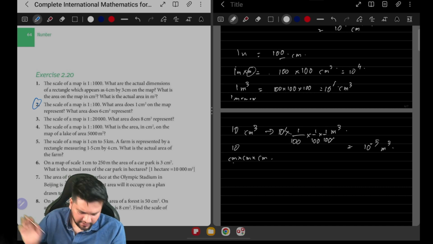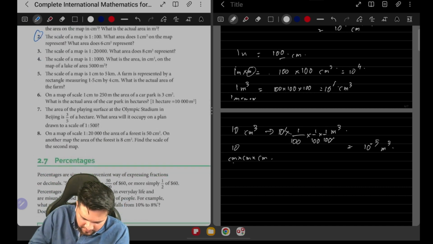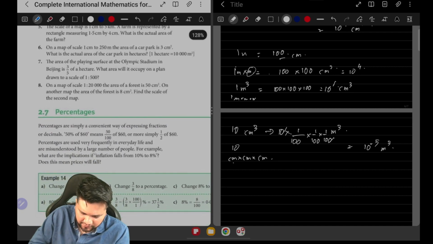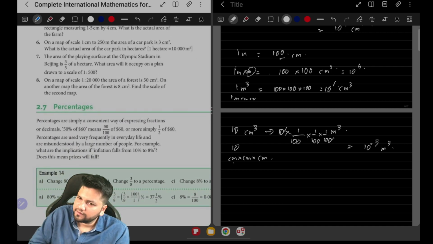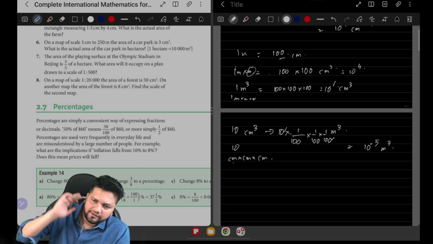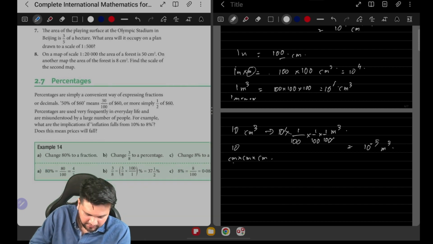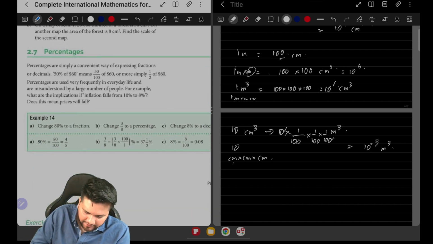Same goes with meter square and all. So mapping also you can relate to this way. Just remember that whenever you map it, you should know whenever you are multiplying by a huge number or dividing by a huge number, which side of the map you are looking at, the small one or the huge one.